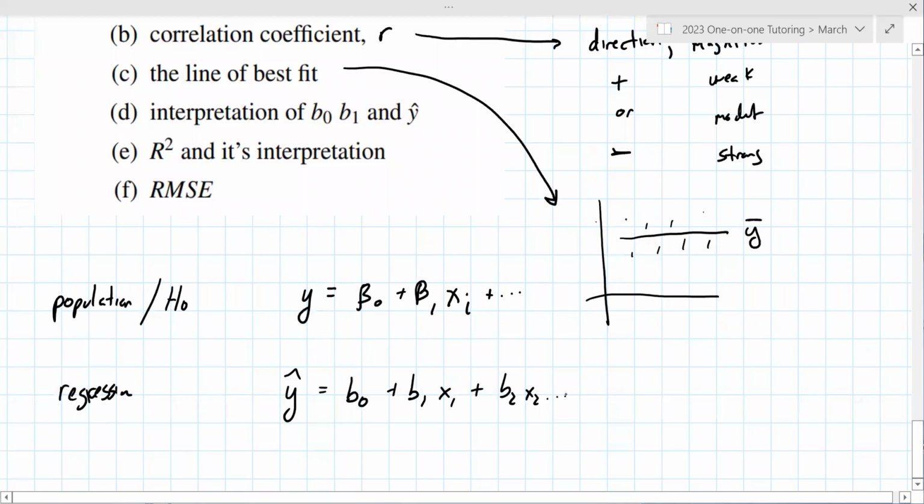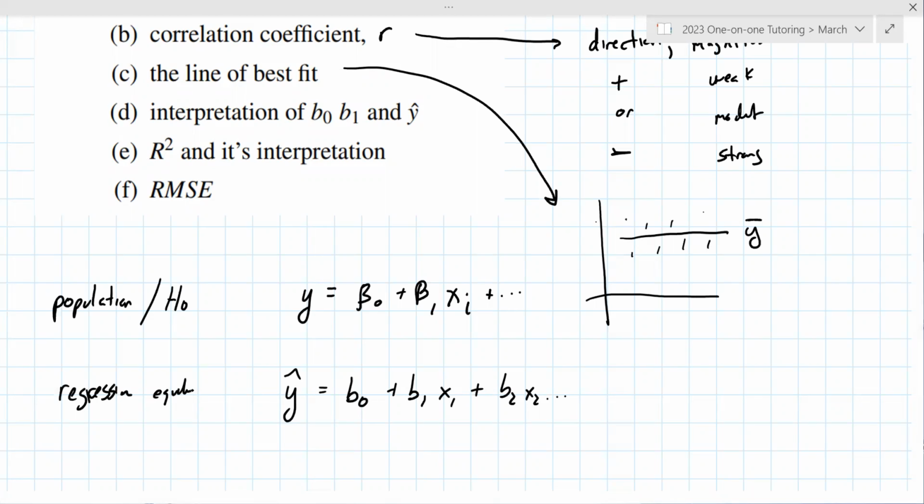I have written down that B1 is the estimated change in the average value of Y when X changes by 1. Oh, that's the slope. Yes, that's the slope. It's a very complicated way of saying the slope, but that's what it is. We didn't see any questions written like that, but there are test questions where they ask you to interpret the B1 value.